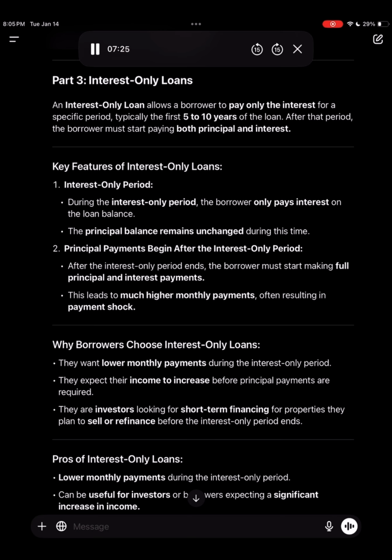1. Interest-only period. During the interest-only period, the borrower only pays interest on the loan balance. The principal balance remains unchanged during this time. 2. Principal payments begin after the interest-only period. After the interest-only period ends, the borrower must start making full principal and interest payments. This leads to much higher monthly payments, often resulting in payment shock.